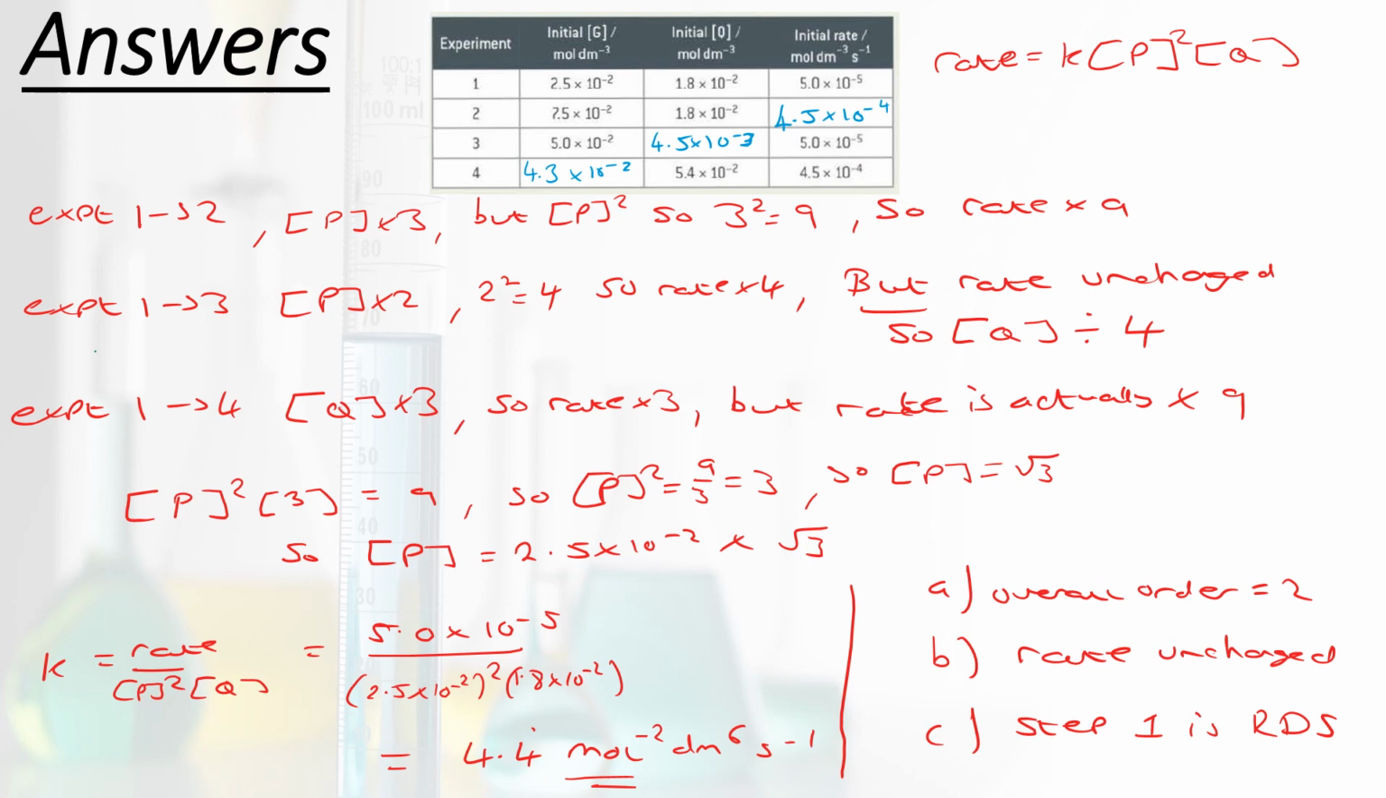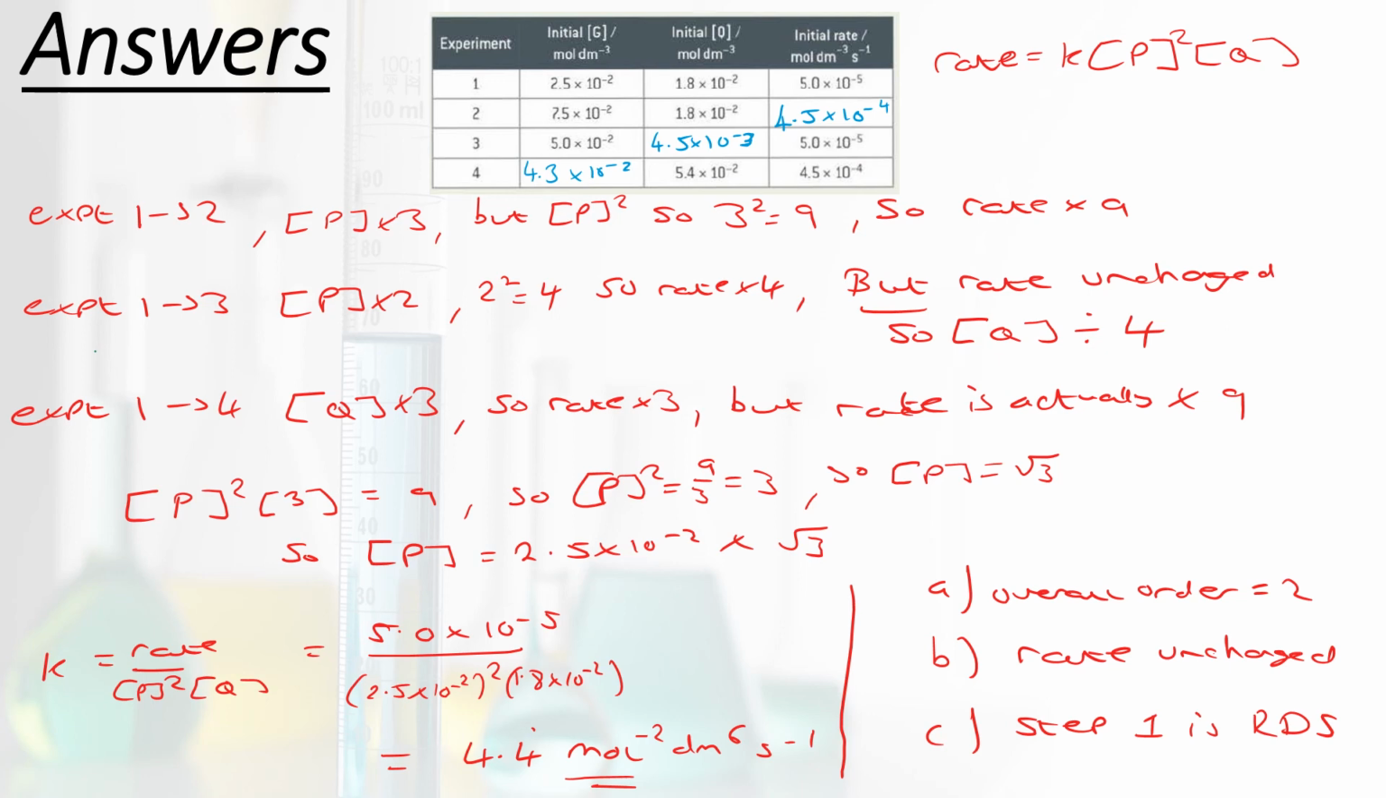And then finally, part D, we have the mechanism that we saw on the previous slide, and using that rate expression to suggest which of those 4 steps could be the rate determining step. The key thing is that in our rate expression, there's no iodine, so it definitely can't be step 3, and because of that, it can't be step 4 afterwards. So it has to be step 1 or 2.